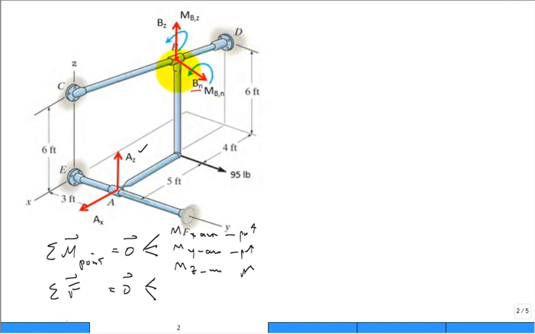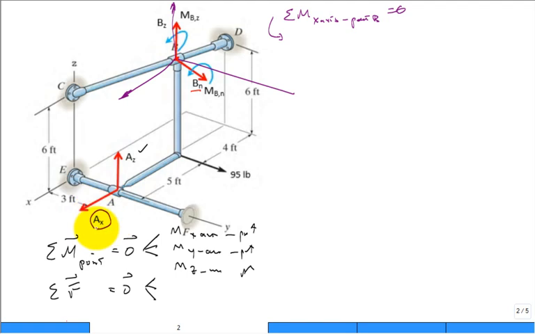So let's do this one. If I'm going to have the x-axis going through the point of B, I'm going to have the y-axis going through the point of B, and the z-axis going through the point of B. You want to try the x-axis? So sum of the moments around the x-axis that go through point B equals 0. Okay, what's the equation look like?